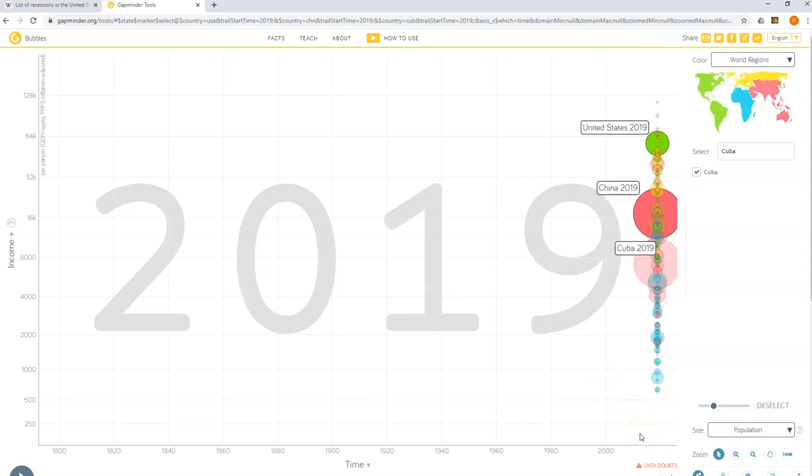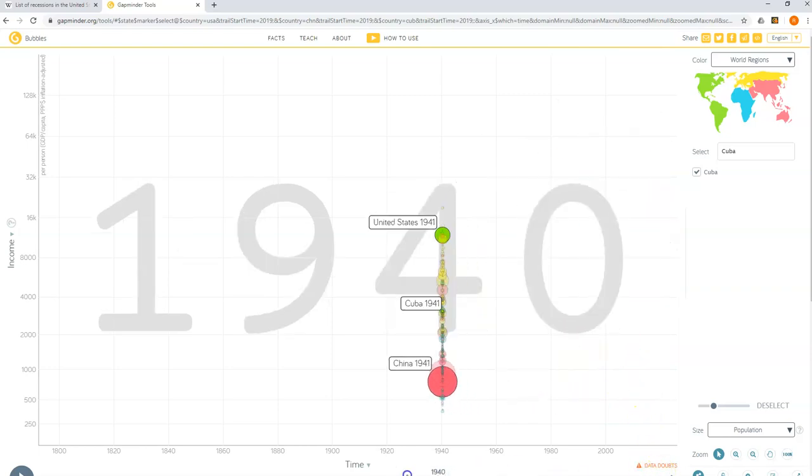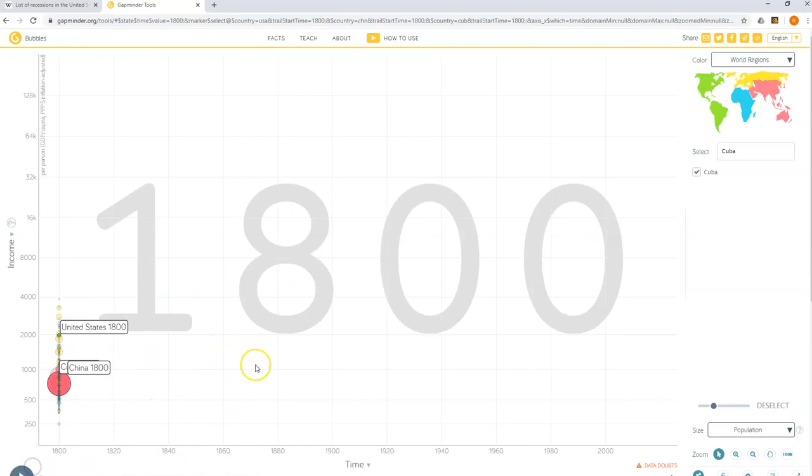Now, one of the cool things about this website is that we can actually go back in time, and now that we've gone back in time, we can look at the same thing. So if you look at the 1800s, in the United States, income per capita used to be somewhere around $1,980 per year. In Cuba, it used to be about $902. Sorry, this is Cuba. And in China, it used to be about $736 per year. Okay, now let's click on play and see how income per capita has changed.